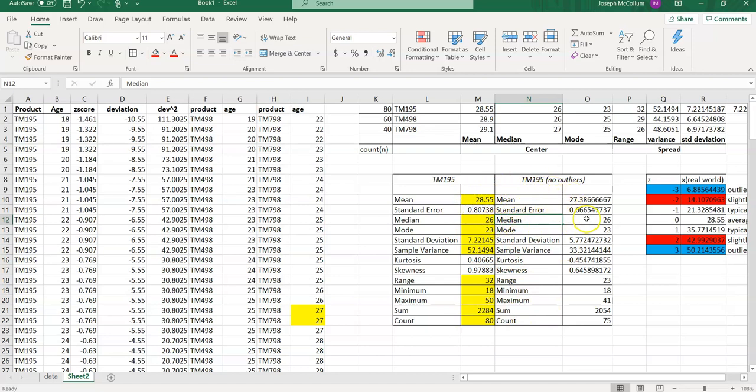Didn't affect the median at all. Didn't affect the mode at all. And I already talked about that, right? The median is not affected by outliers. The median is the middle number. But the mean was affected a little bit. Not much in this case.